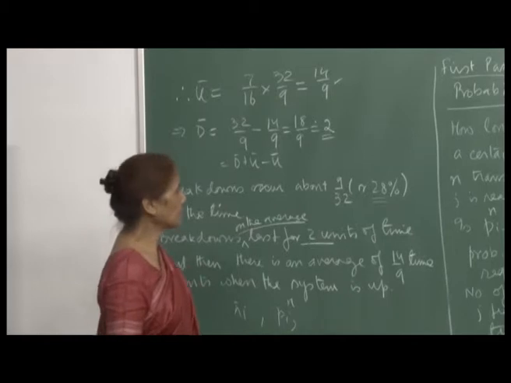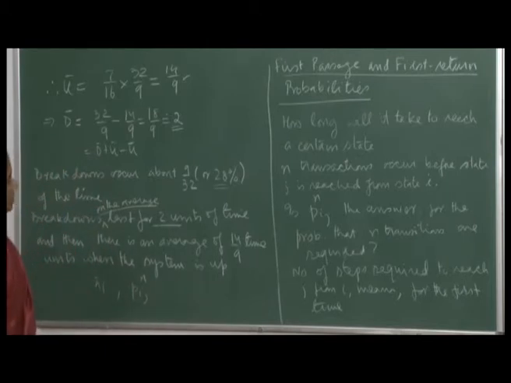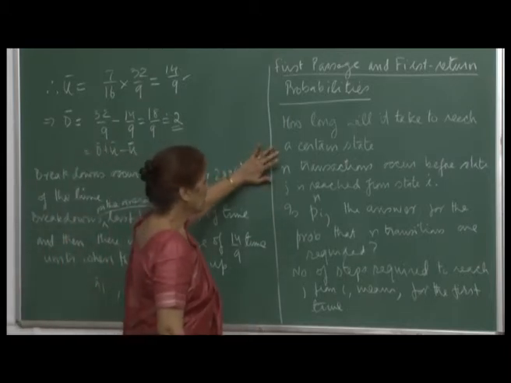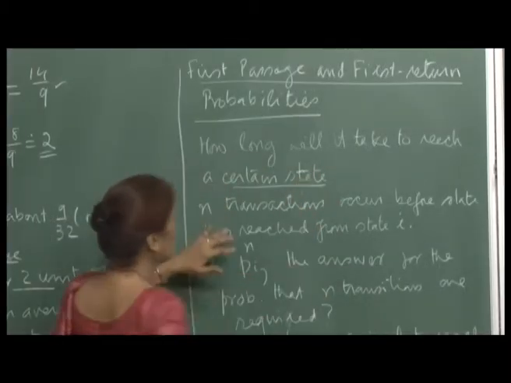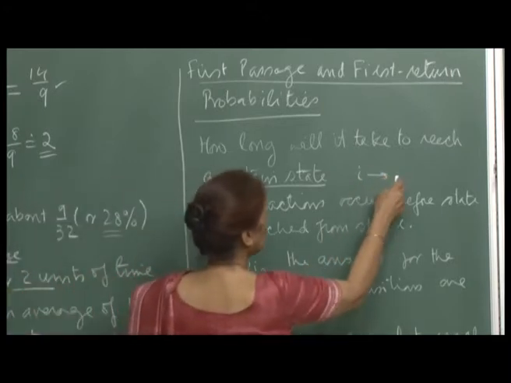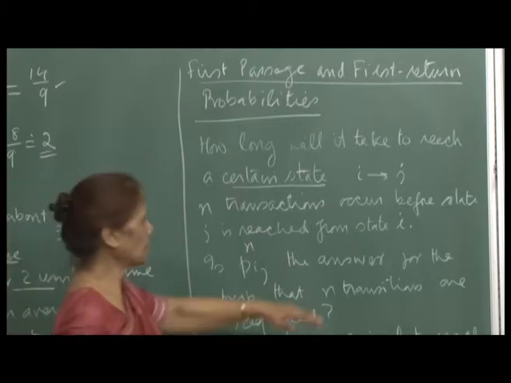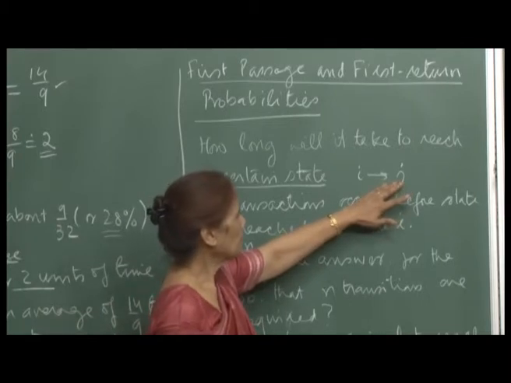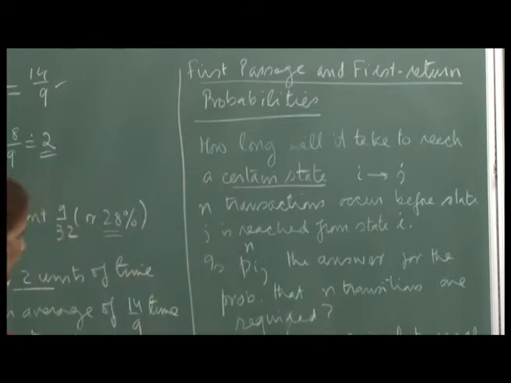Now, the other kind of questions that are needed are the first passage and first return probabilities. So, this is also very important, because you want to know how long it will take to reach a certain state. And when you say how long it will take to reach a certain state, it means that it is for the first time that you reach the state. So, you are starting from state i, and you want to know how long it will take for you to reach state j. Obviously, the moment you reach state j, you have answered that question. So, this is what we mean: the first time that you reach state j from i.